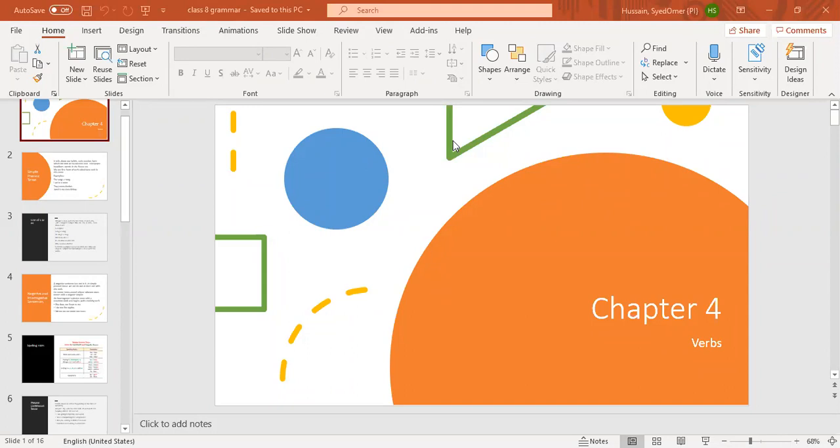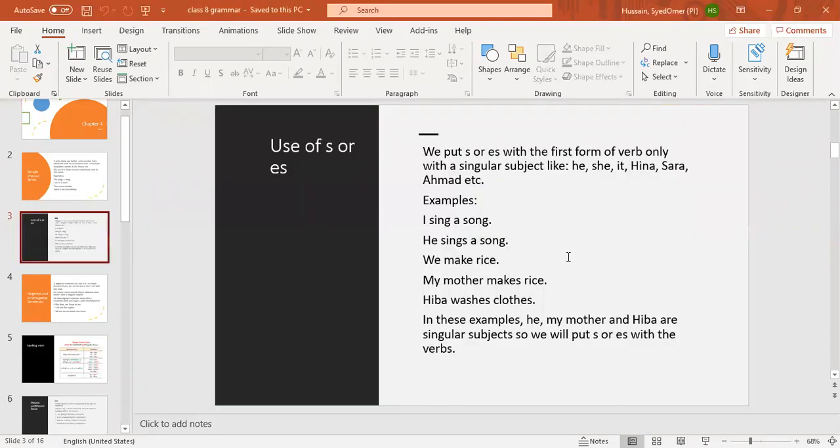Base verb is the first form of verb, and we add s or es with the singular subject only. One person, he, she, it, any one name. We put s or es. For example, she writes, he comes.